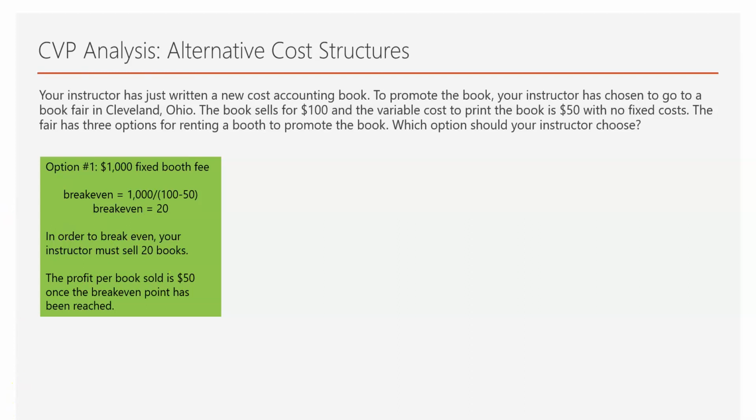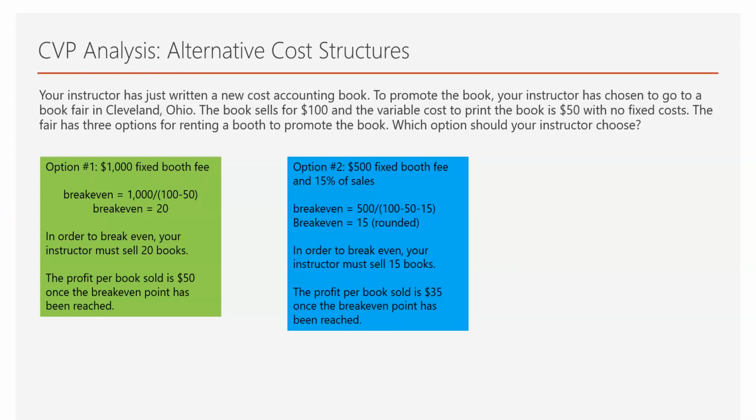So now, let's take a look at option 2. Option 2 says that I have a $500 fixed booth fee and I have to pay 15% of sales. So what am I doing? I'm going to adjust my break-even point a little bit, and I'm going to take into account that variable cost of 15% of sales because that's a variable cost.